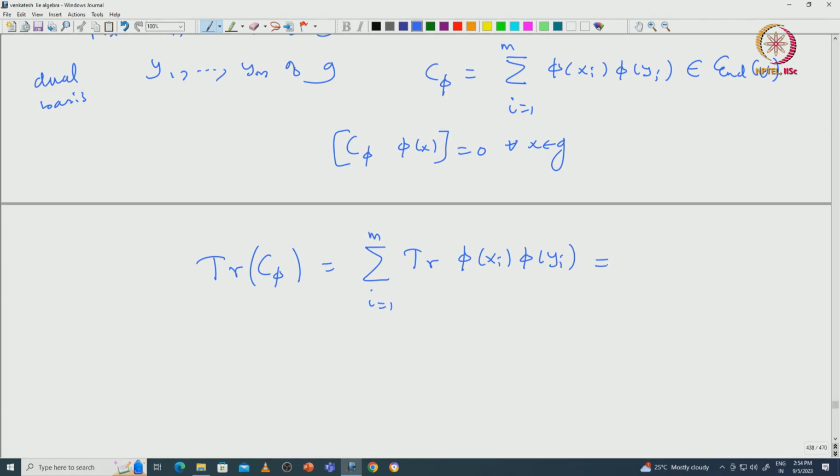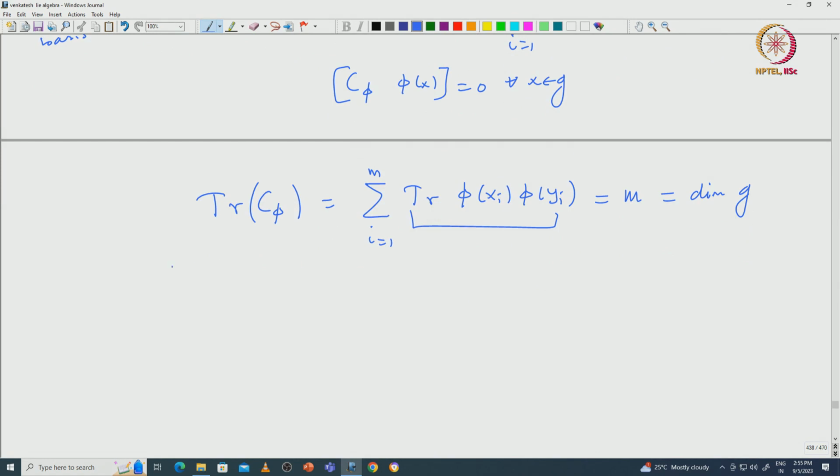Now, note that xi and yi are given to be dual basis. So this is going to be beta of xi comma yi, which is nothing but just 1. So this is exactly going to give us m, which is the dimension of your Lie algebra. That means the trace of C pi, which is independent of the basis that we have chosen, is indeed equal to the dimension of G.